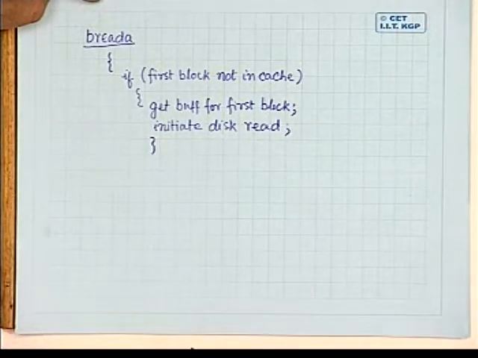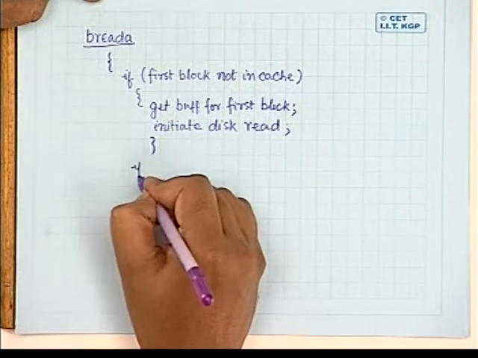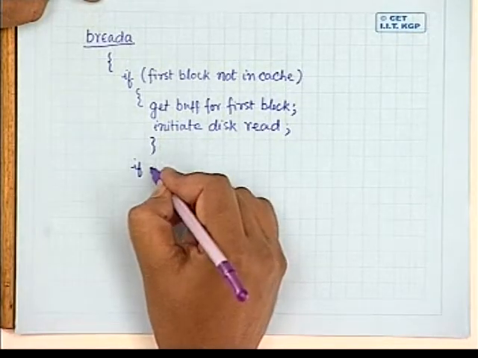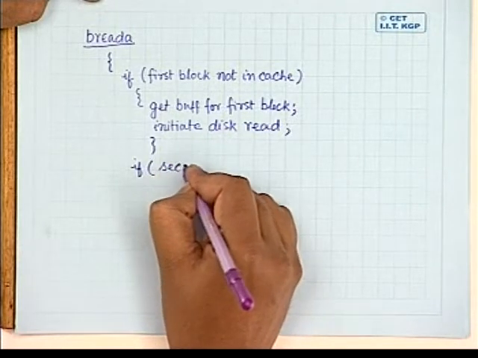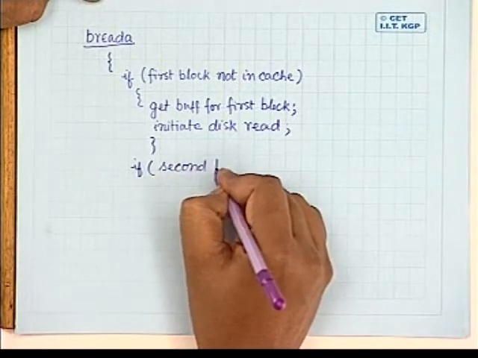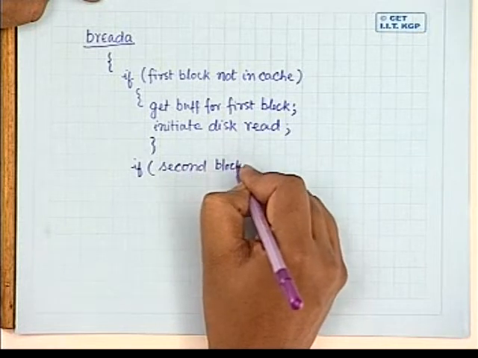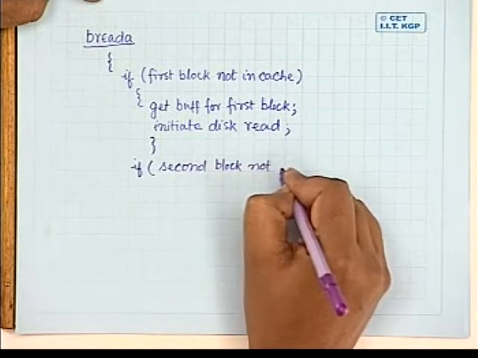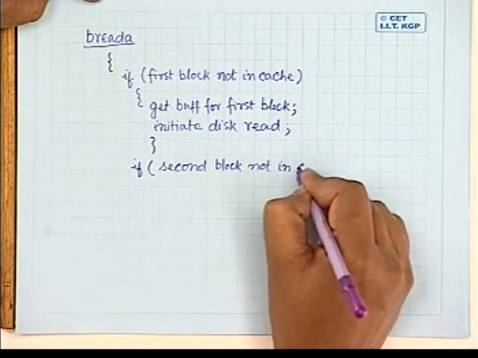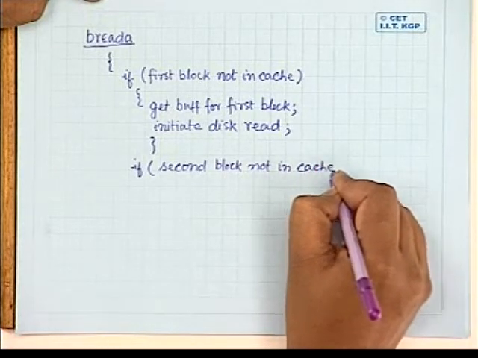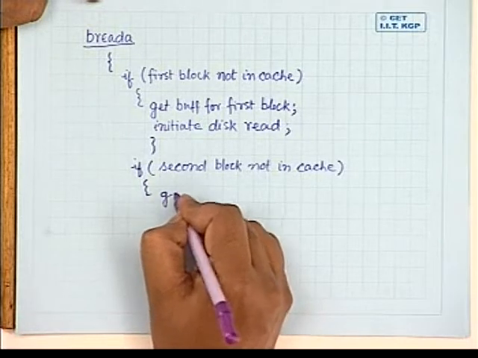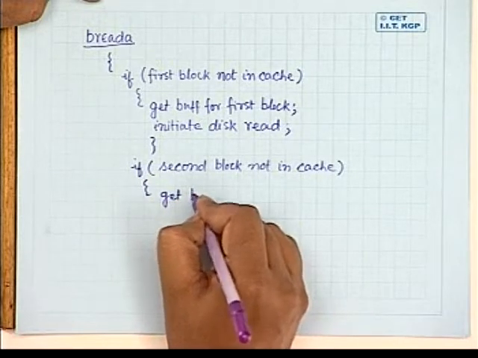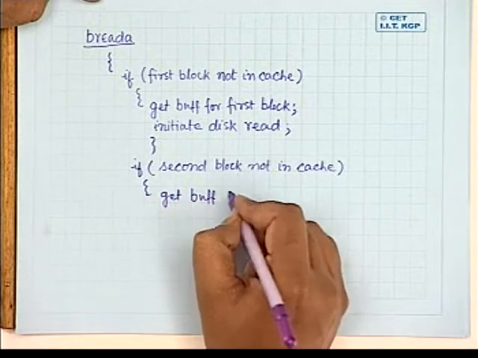Okay. After that, you check whether the second block is available in the buffer or not. So if the second block is not in cache, then we have to get a buffer for the second block also.